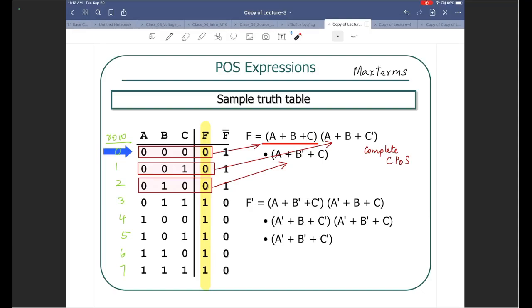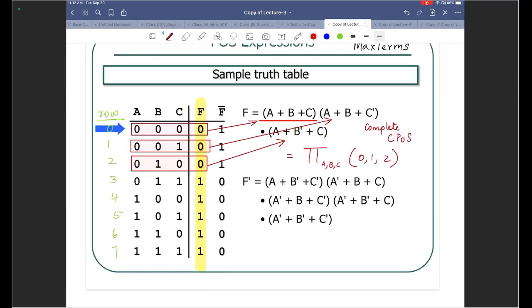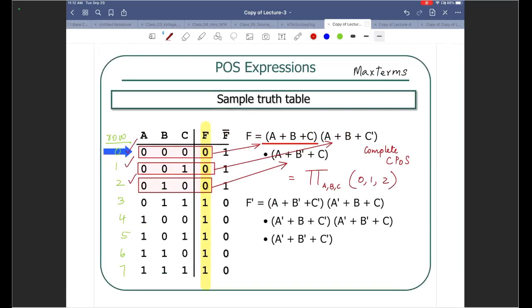Next, let us write it in shorthand. In shorthand form, I'm no longer doing the sum, I'm doing the product. Let me use red. So I'm going to have a pi sign for product. I'm going to list my inputs in that particular sequence. Again, it is very important because I'm talking about row numbers here. And the row numbers that I would have to AND are 0, 1, and 2, corresponding to rows 0, 1, and 2.